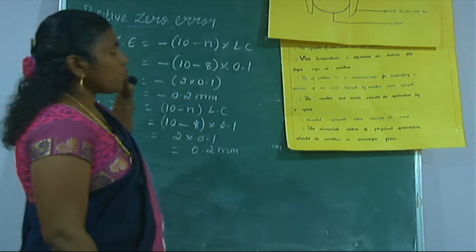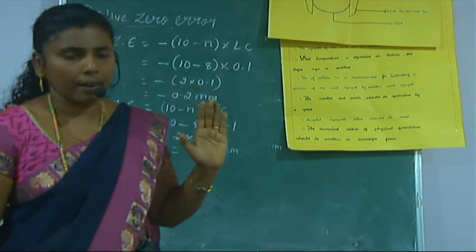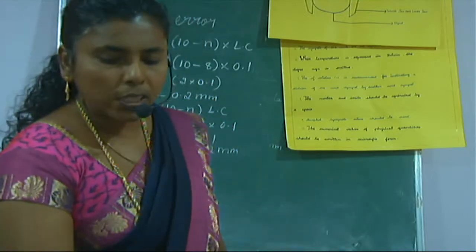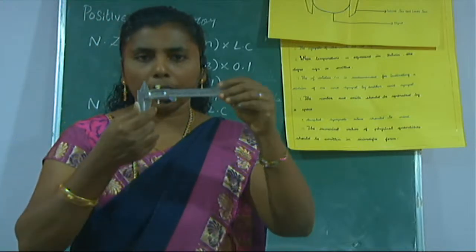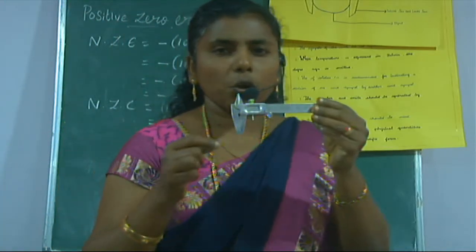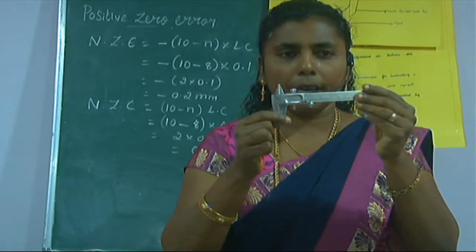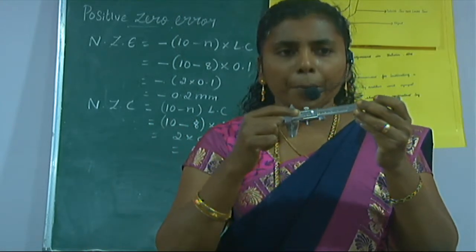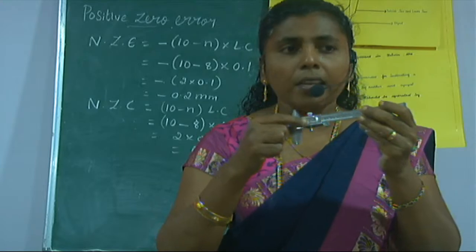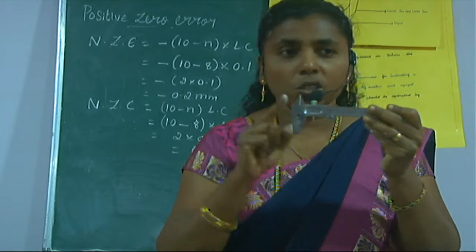Like that we have to find the zero error. First, there is no zero error means the two jaws are in contact. There is no zero error when the two jaws are in contact, so the 0 of the main scale and the 0 of the Vernier just coincide with each other. There is no error.